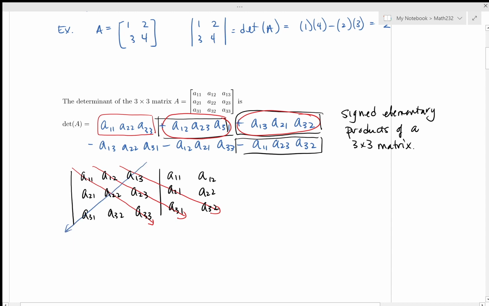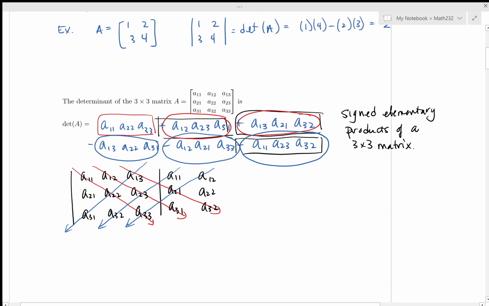So I come through here, and I get A13 times A22 times A31, this guy. Then I come through here, A11, A23, and A32. So that was this one. They're not in exactly the same order. And then minus this one here, A21, A12, A33, this guy.